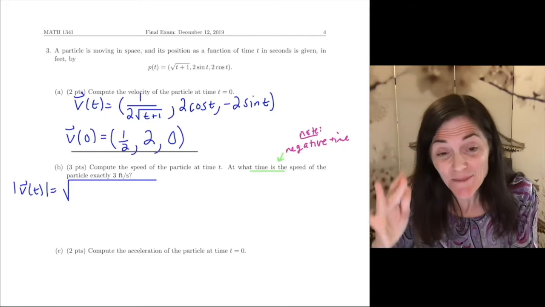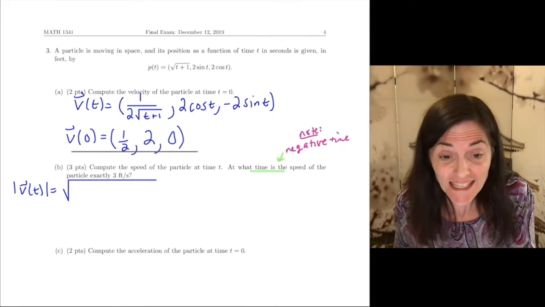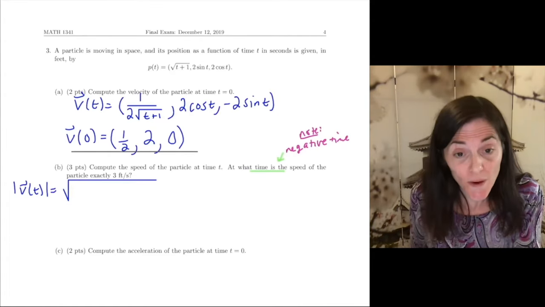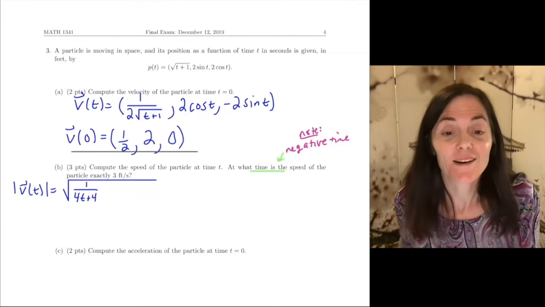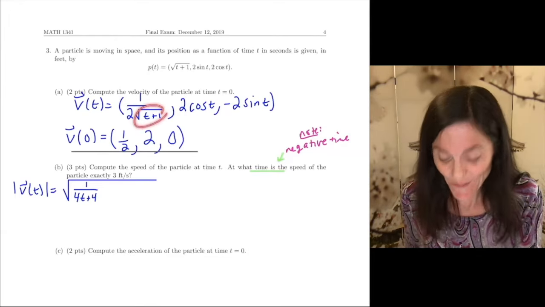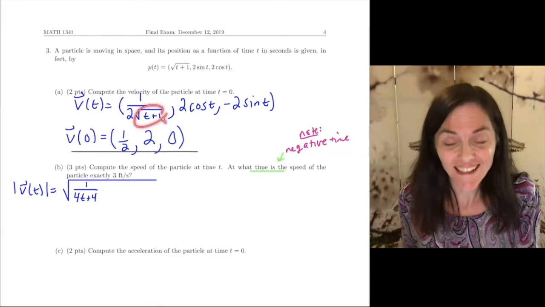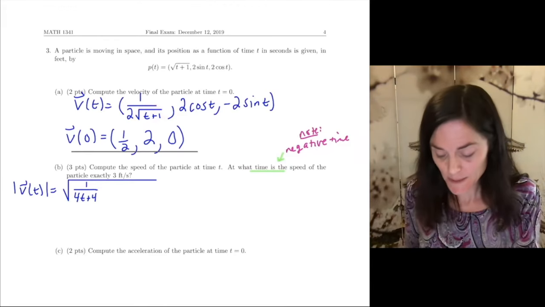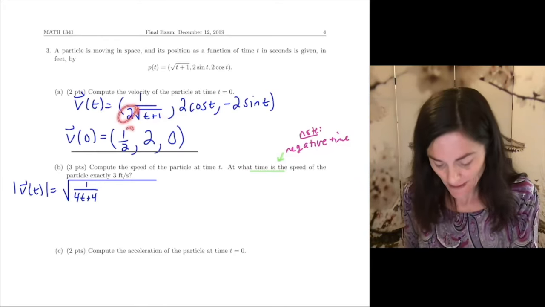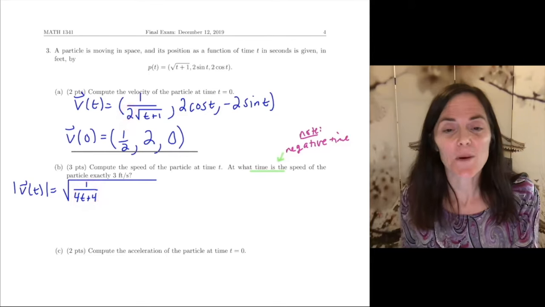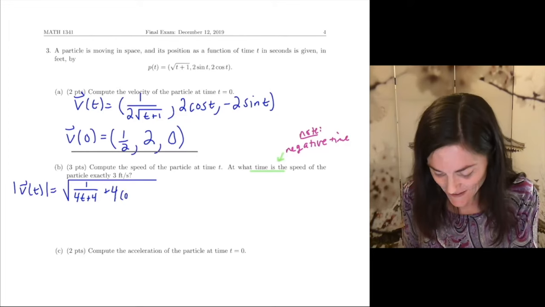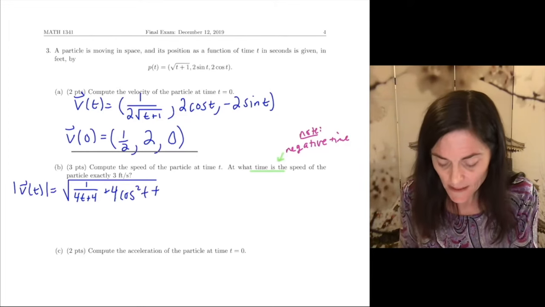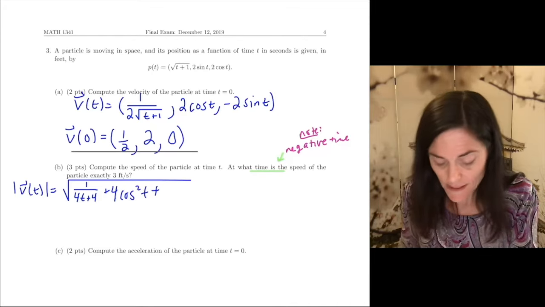Now, you take each component and square, but you need this as a function of t. So when I square the first component, this would be 1 over 4t plus 4, right? Because squaring this gives us t plus 1. So we have t plus 1 in the denominator times this squared, which is 4. In fact, this is exactly what we see here. Then I have 4 cosine squared, and then plus 4 sine squared.